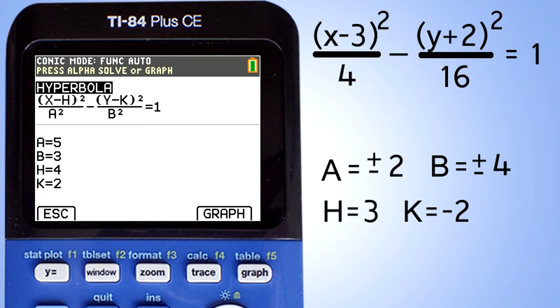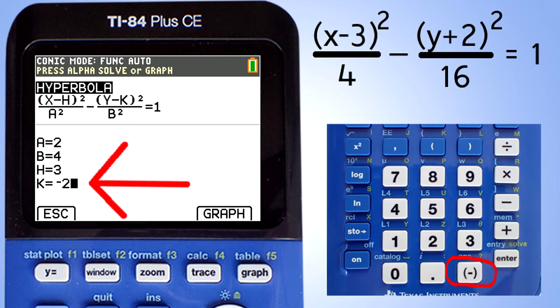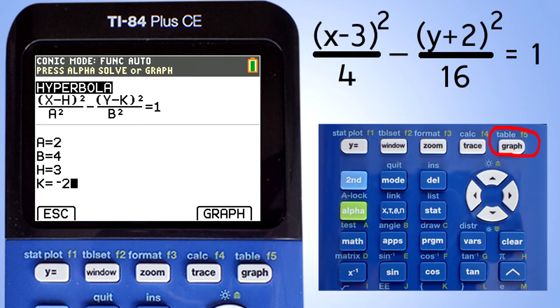Now let's plug these numbers into the calculator. A equals 2. Now use the down arrow key and go to B and enter 4 for B. Go down to H, enter 3 for H. Go down to K, enter negative 2 for K. Make sure that you use the negative sign here and not the minus sign. Now press this graph button here to graph the hyperbola.